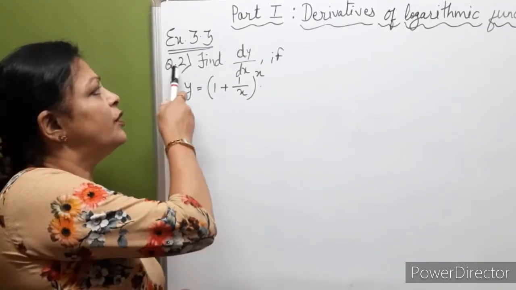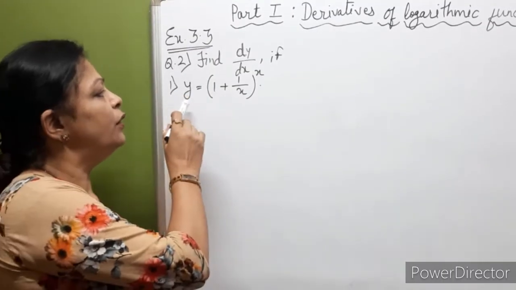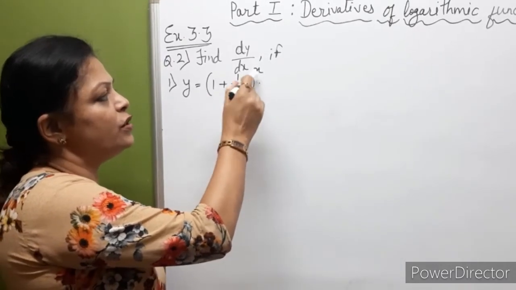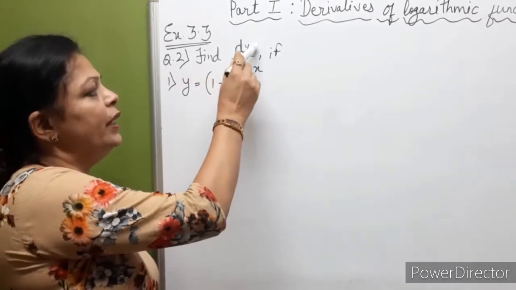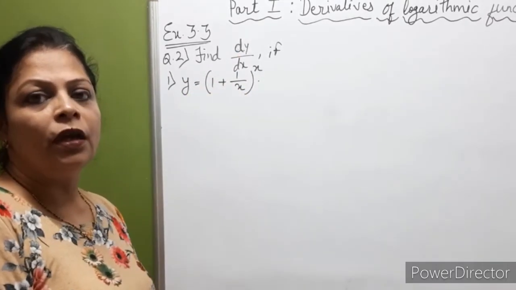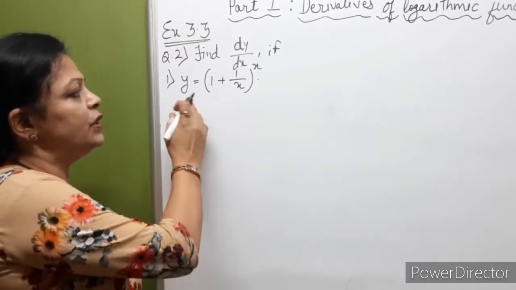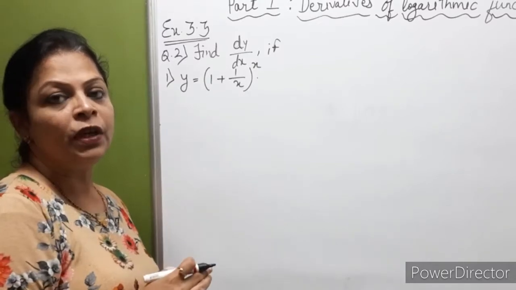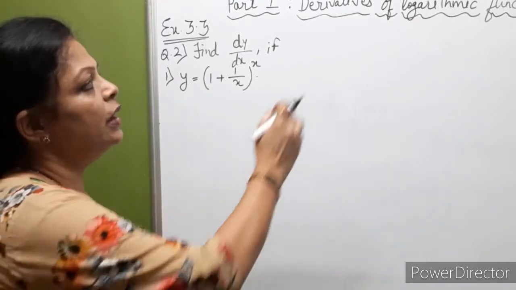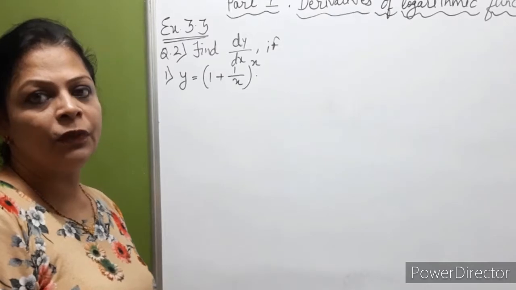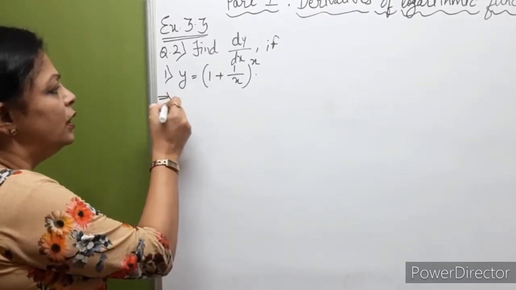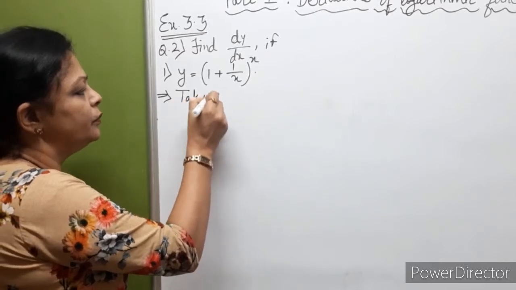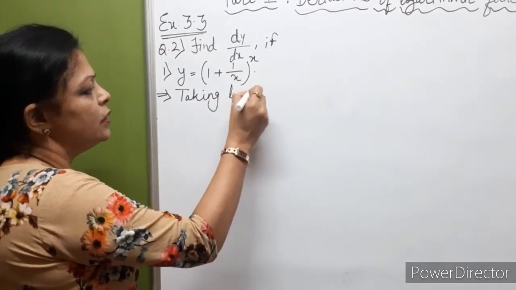See the first sum of question number 2. We are given y is equal to (1 plus 1 upon x) the whole thing raised to x, and we have to find dy by dx. Now you know that when we have a function of the f of x raised to g of x type, in such cases we use logarithmic functions. So let us take the log on both sides. First we'll write, taking log on both sides.